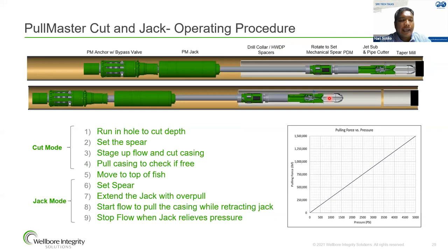This only applies if we cut the casing in the first place and the casing didn't come free. That's why we need this jack unit. We pull the inline spear to the top of the stump and set it over there, and we activate the Pullmaster to get the additional load, which is 1.2 million maximum. The travel distance of the stroke is only 18 inches.